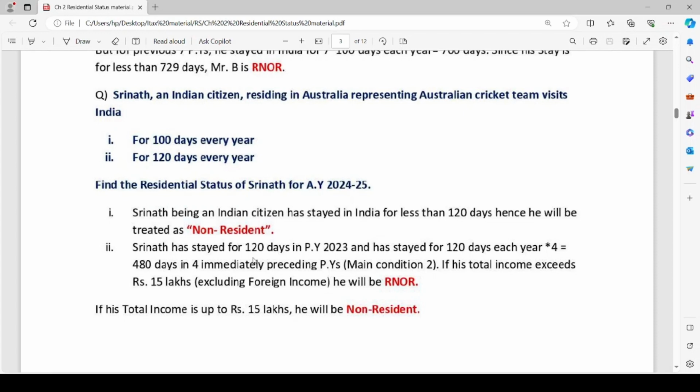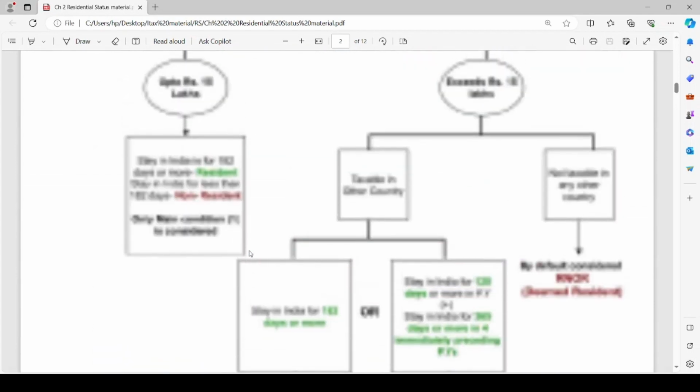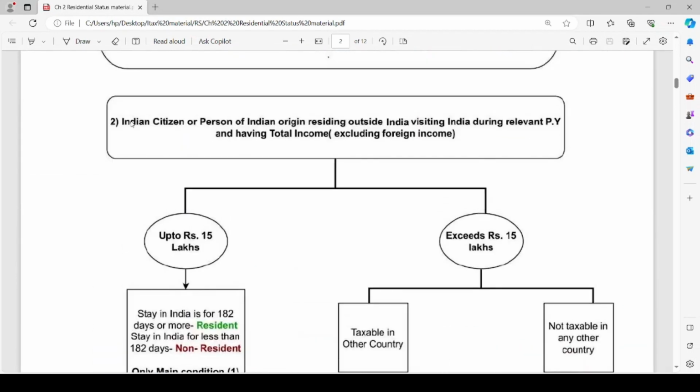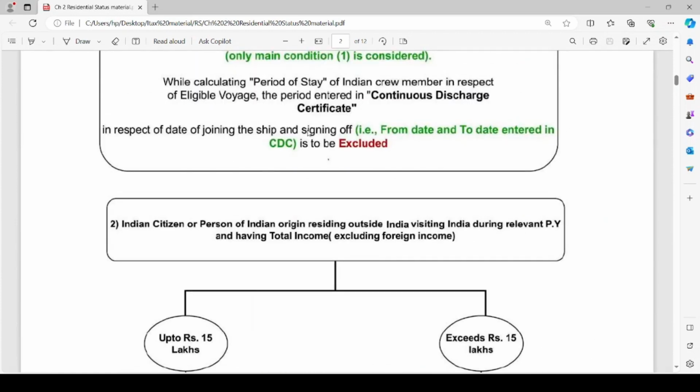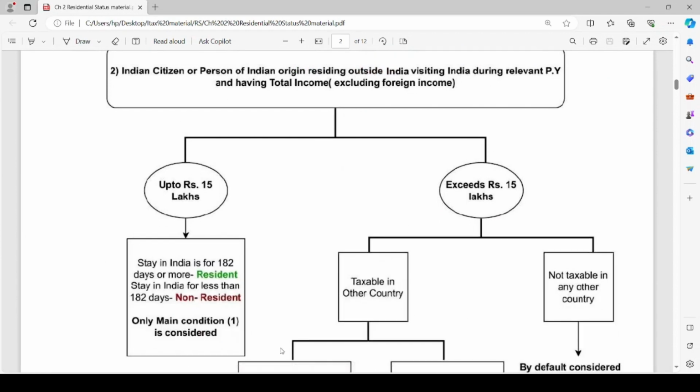So in first question it is mentioned that he is an Indian citizen representing Australian cricket team and he visits India for 100 days every year. In such a case, Srinath, being an Indian citizen, has stayed in India for less than 120 days. Hence he will be treated as non-resident. We have seen for a person who is an Indian citizen or person of Indian origin, we determine the residential status of such persons as per the exceptional cases.